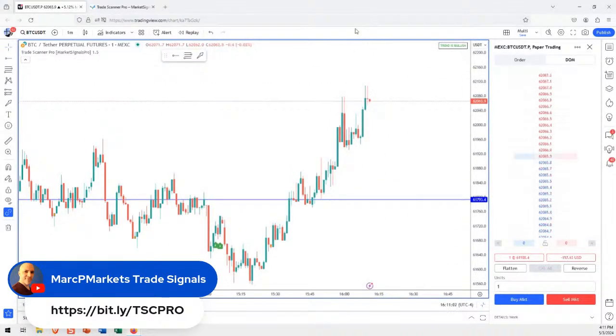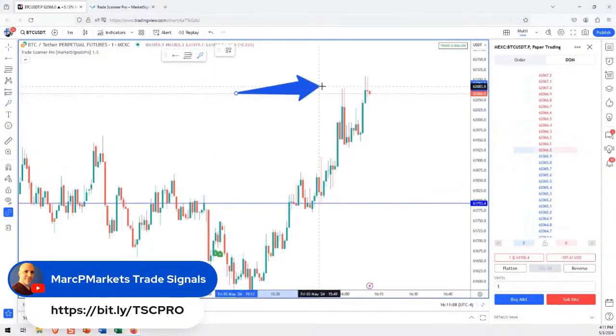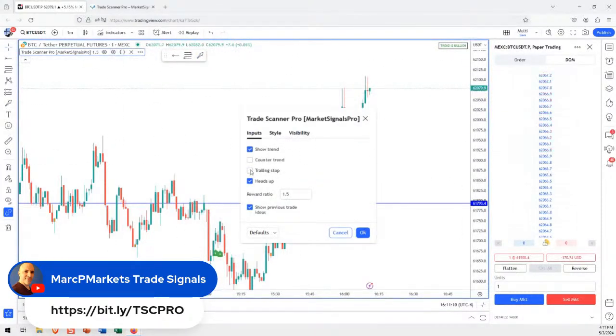Here we go again. All right, so I got a pin bar. I got a failed high. I'm going to turn counter trend back on.